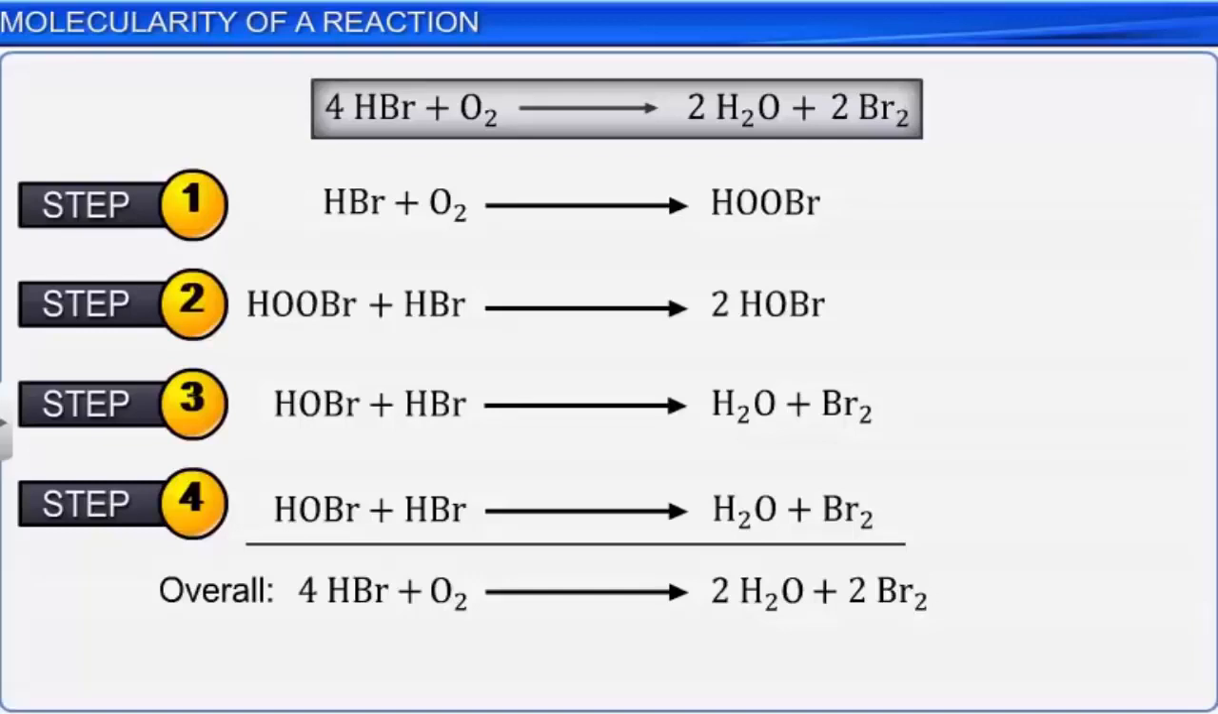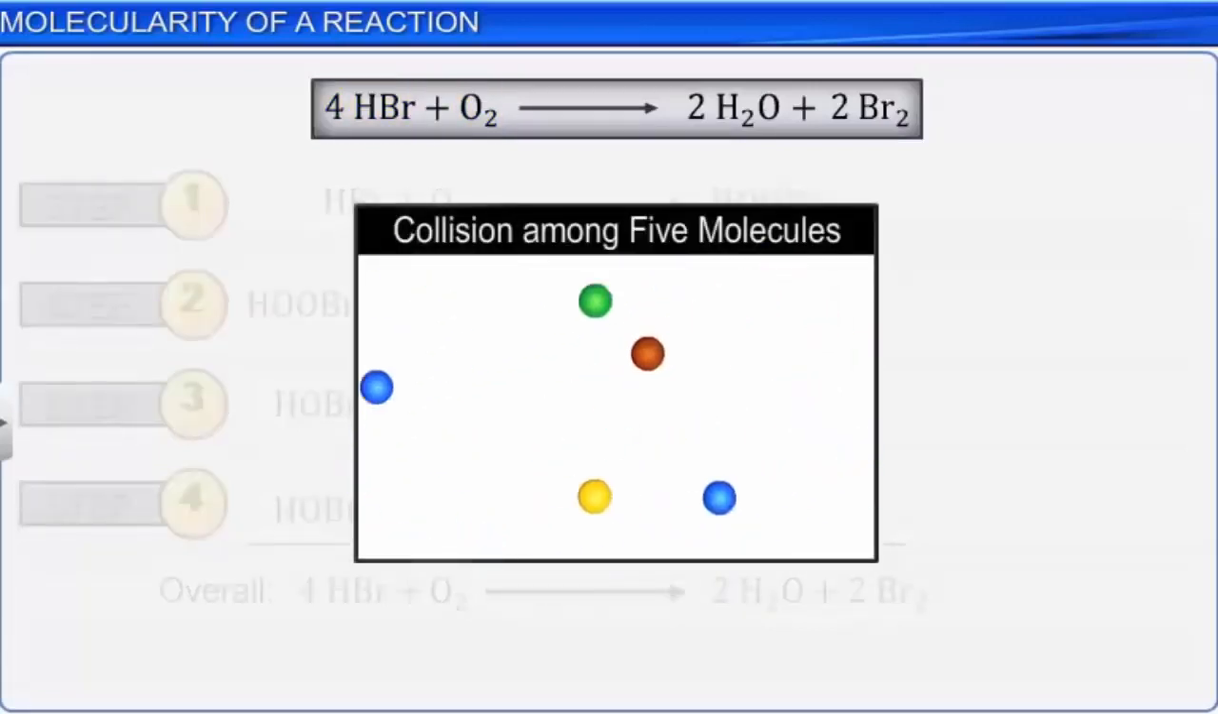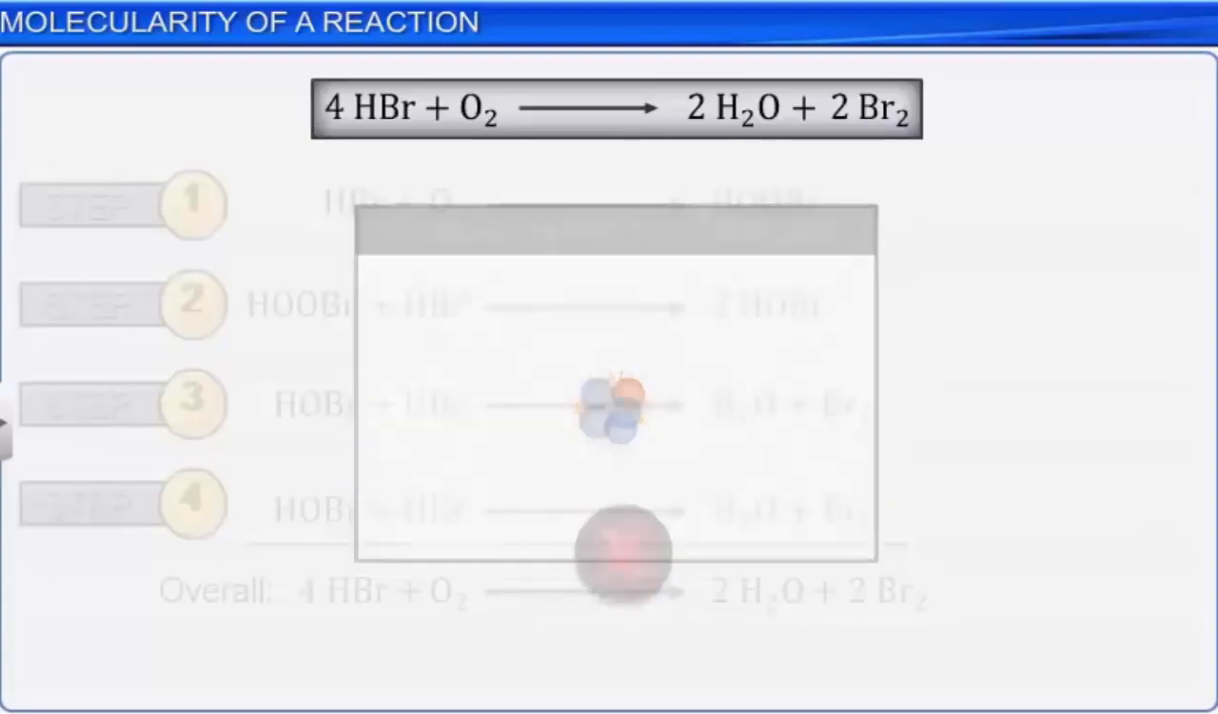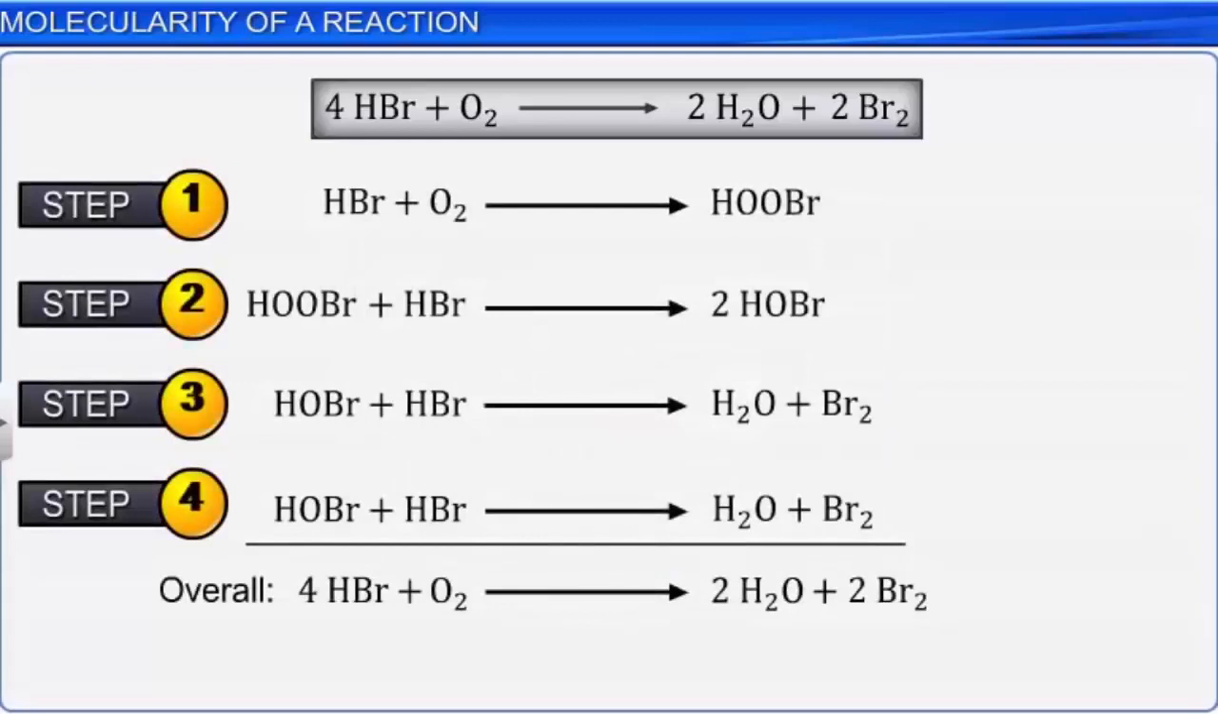Consider the reaction of hydrogen bromide with oxygen. Here, 4 molecules of hydrogen bromide react with 1 molecule of oxygen. These molecules must collide simultaneously to react, but it is highly unlikely that 5 molecules would collide at the same time. Therefore, this reaction takes place in several steps, as shown here.